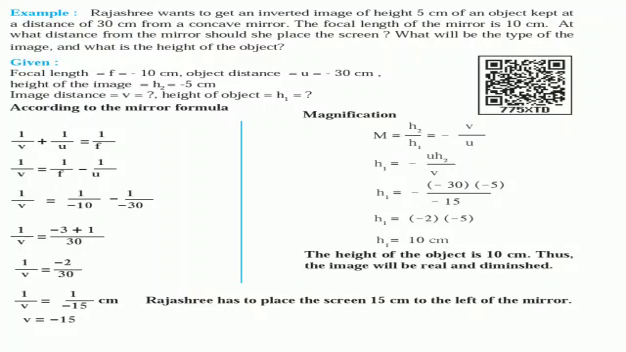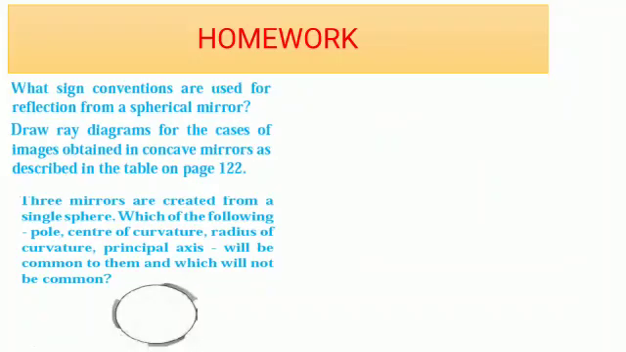Thus the image will be real and diminished. Rajeshri has to place the screen 15 centimeter to the left of the mirror. So the height of the object is 10 centimeter, and what was the image form? Height of the image was given 5. The height of the object is 10. Thus the image will be real and diminished. It can be taken on screen, but it will be real and diminished. Concave mirror produces real and diminished images. This already we have studied. So that was the solved numerical.